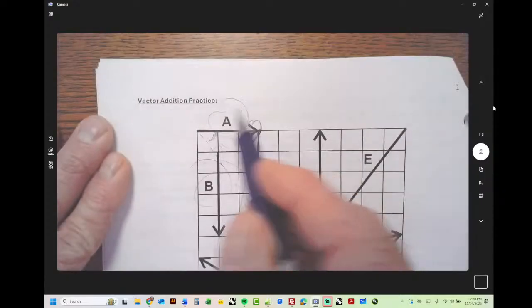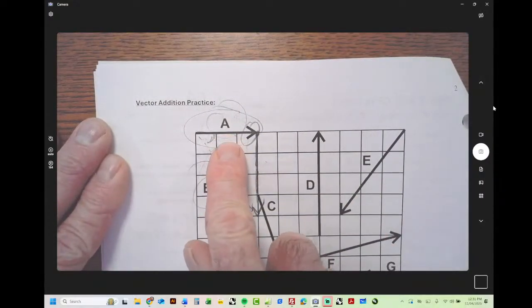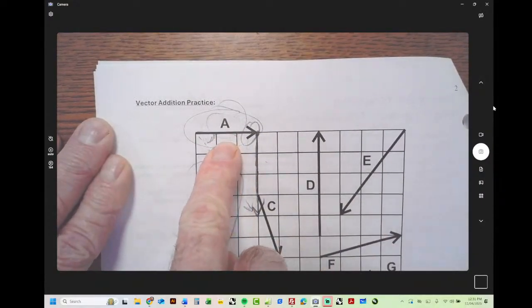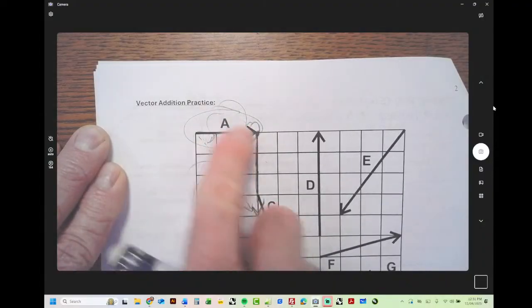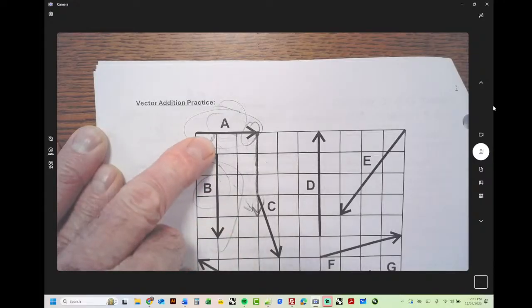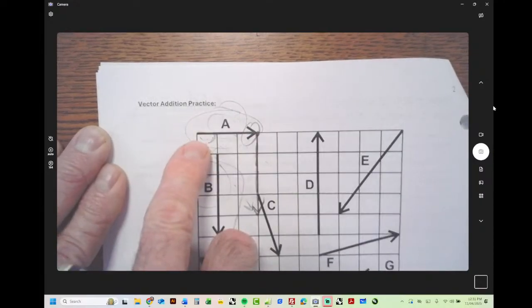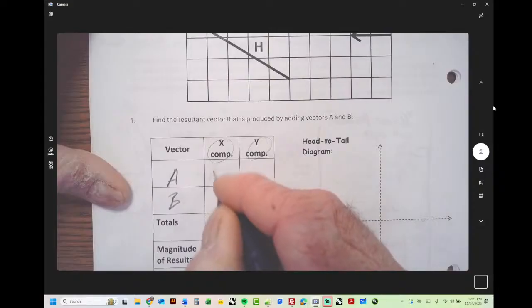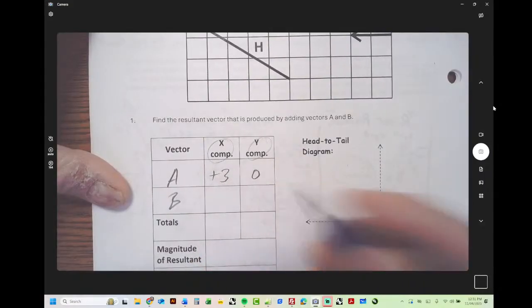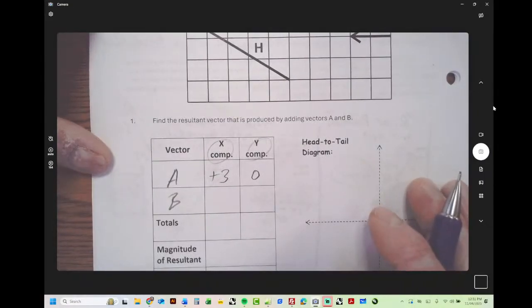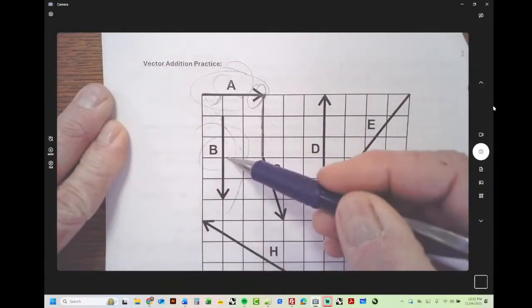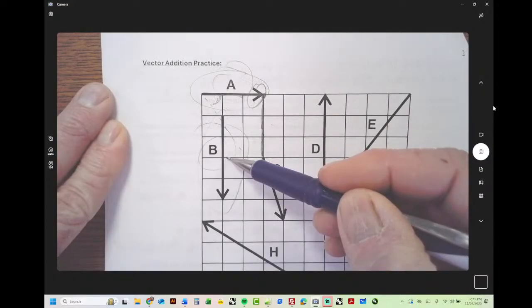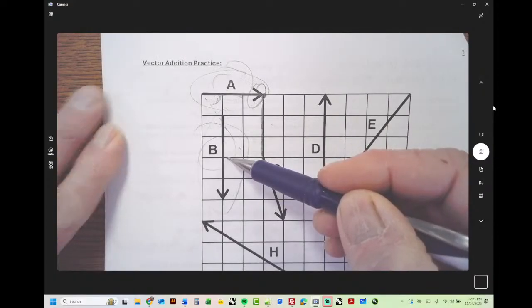So if you look at A, is it in the x dimension or is it in the y dimension? X. So its x component for its magnitude would be positive 3, and its y component would just be 0. And I'm going to write positive 3. You don't need to write positive 3. Just don't write negative 3. So what's the x component for B? 0. And the y component? Negative 4.